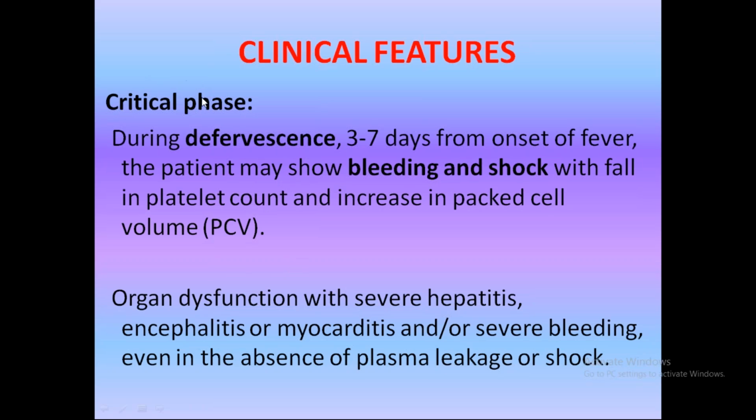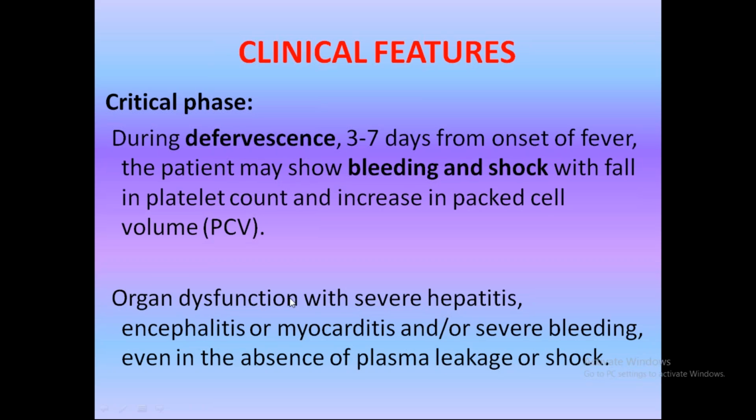So after the febrile phase, there will be the critical phase. Here fever decreases 3 to 7 days from the onset of fever. Defervescence will be there. The patient may show bleeding and shock with a fall in platelet count. That's why it's called the critical phase. The child may go for bleeding with or without shock. But associated features are that the platelet count will be decreased and the packed cell volume increased. That is, PCV is usually around 60% in a normal individual, up to 65 is okay, but beyond 65% the packed cell volume is increased.